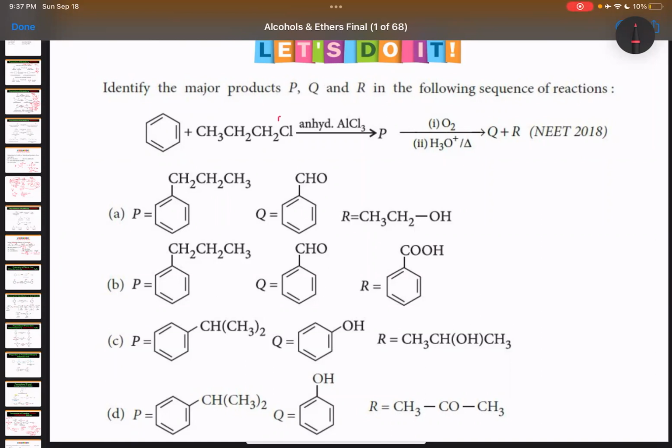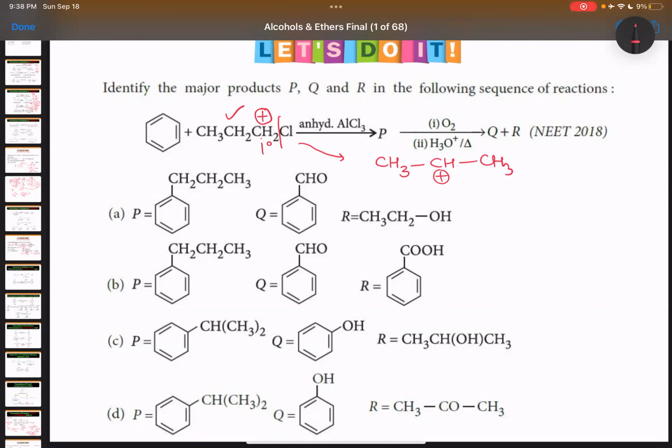So here the immediate cation formed will be a normal propyl cation, and this is primary. And it is going to come over here. Why? Because it will form secondary, which is more stable. Right, and once it has stabilized itself, then we are going to take the final decision about the fate of the carbocation.